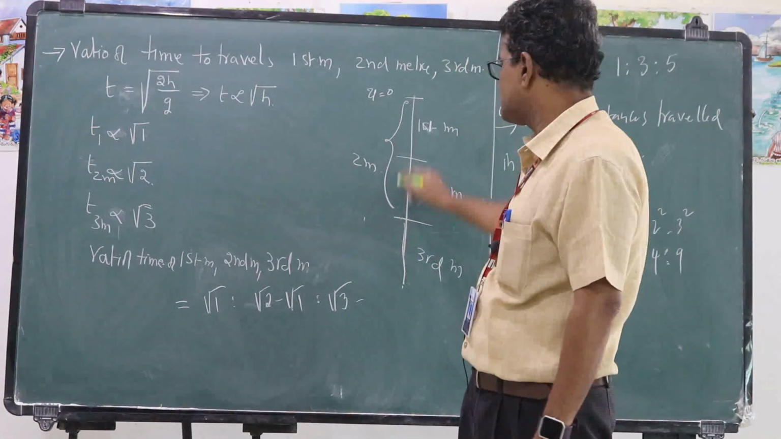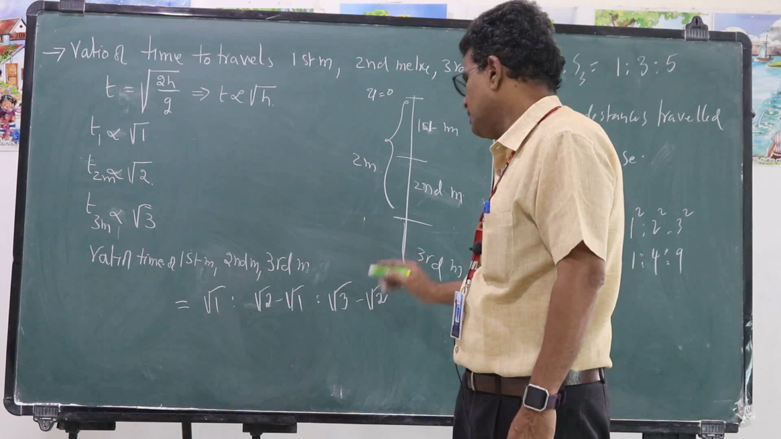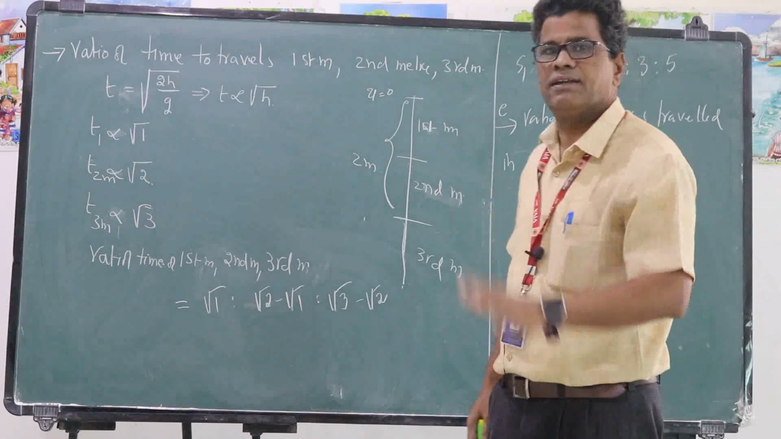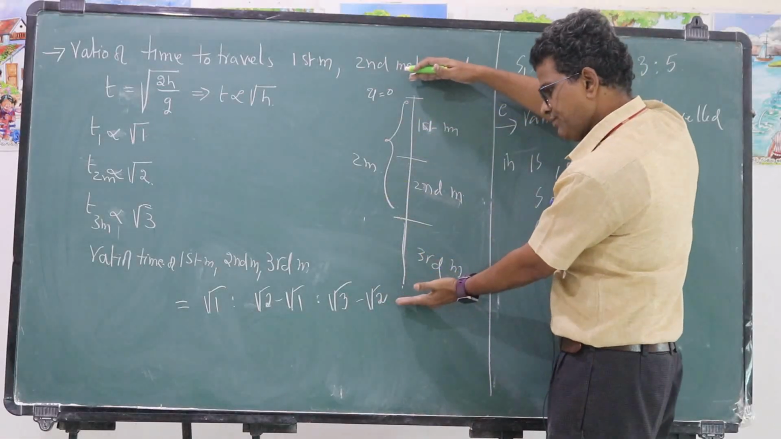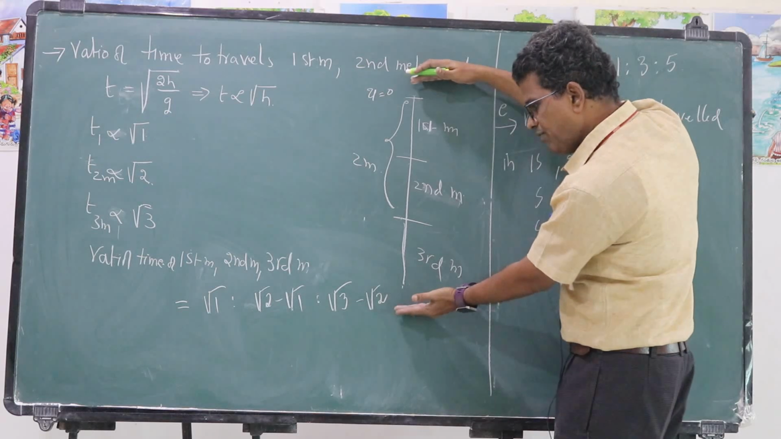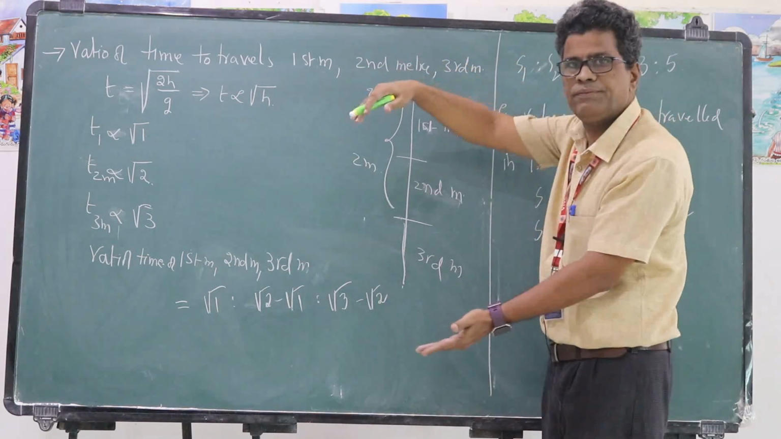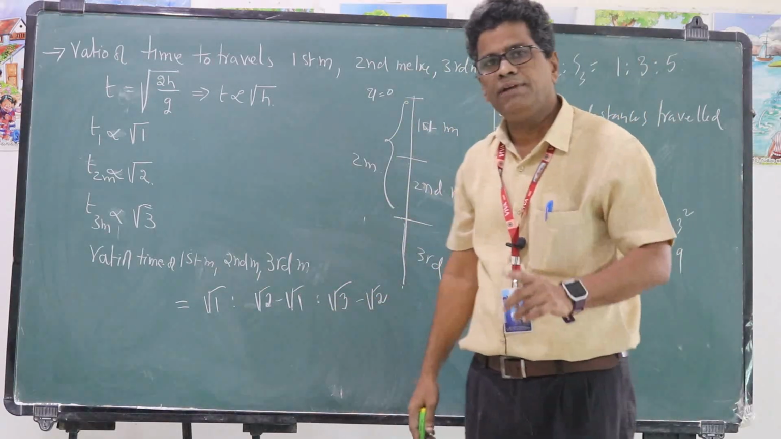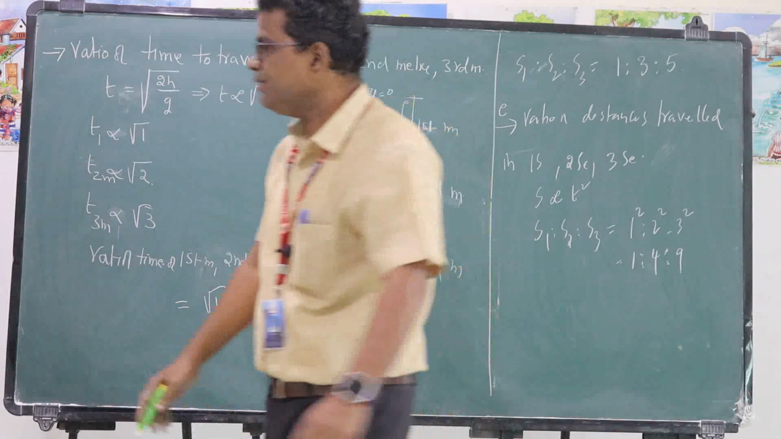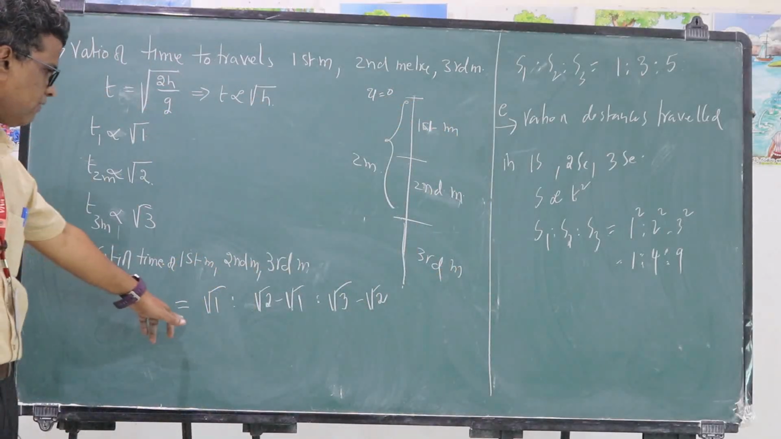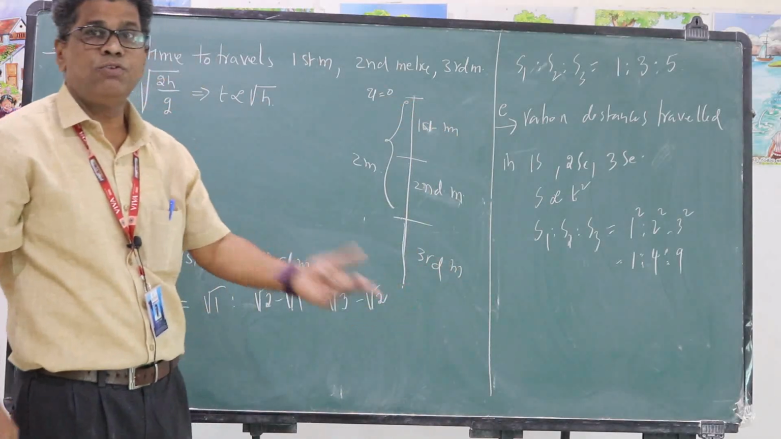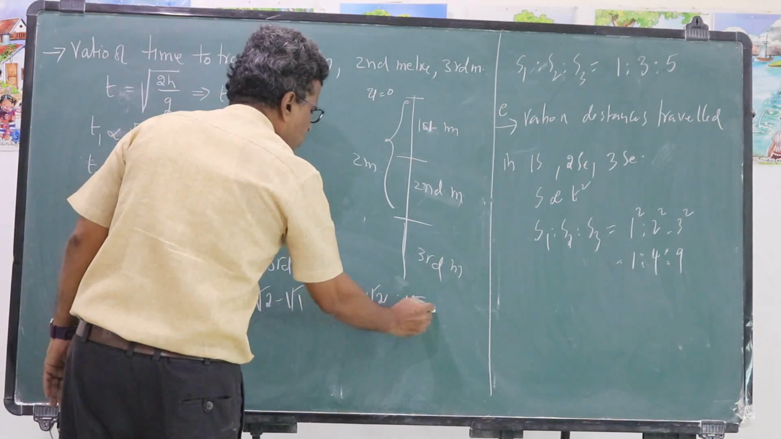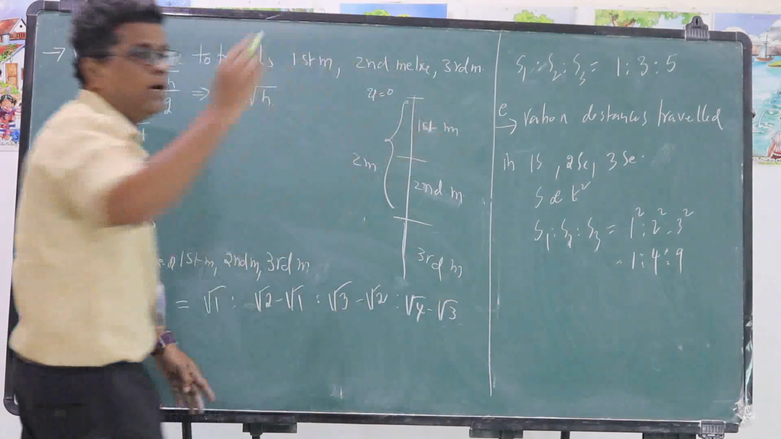You subtract the time for 2 meters, root 2, then you will get the time taken for the third meter. So what I am doing: first I calculate the time taken for 3 meters, then I subtract the time taken for 2 meters, then I get the time taken for the third meter. And so on. For the fourth meter, how much is it? Root 4 minus root 3, and so on.